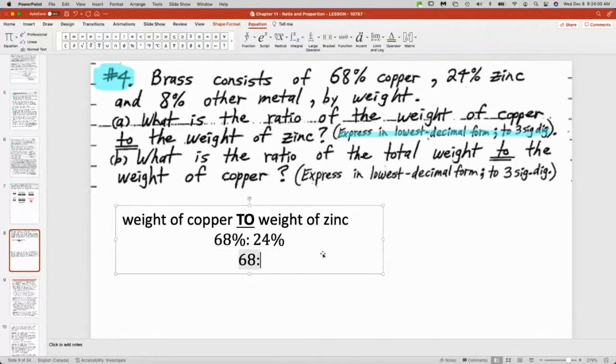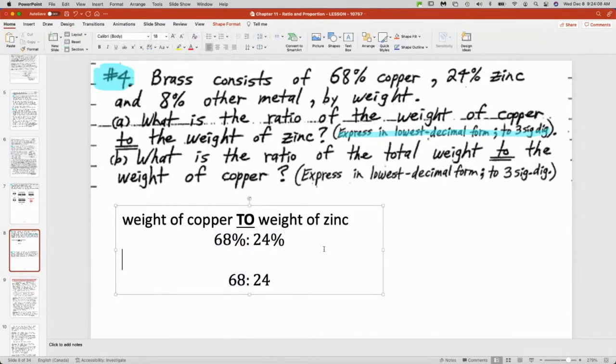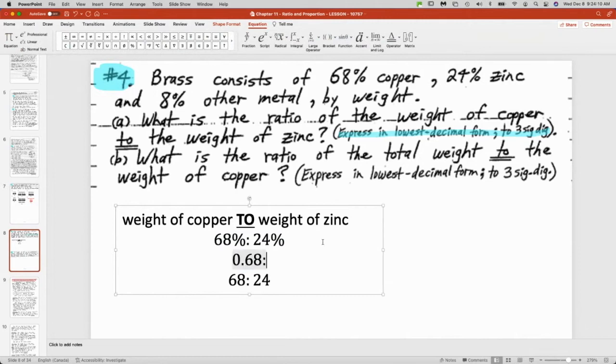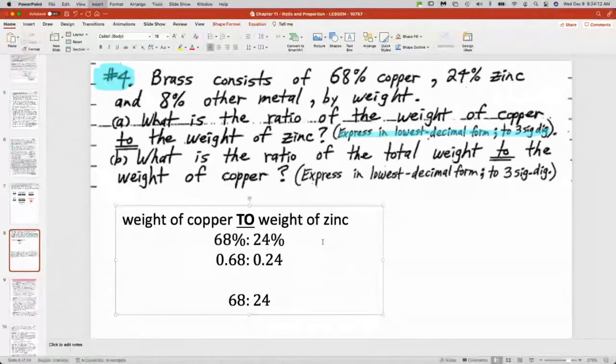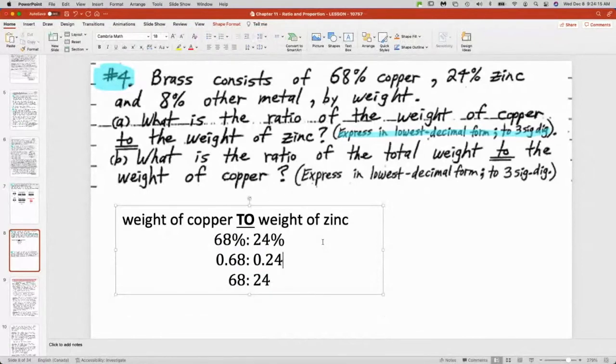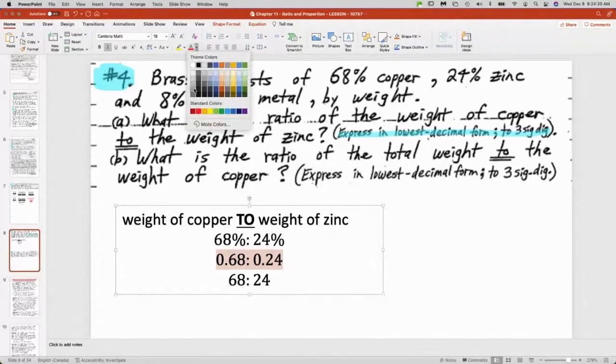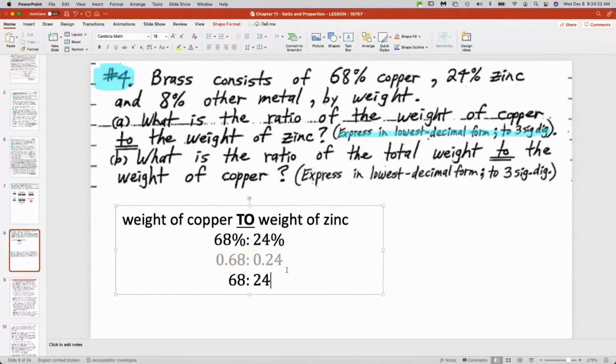Because the percentages, remember, percent just means divide by 100. In other words, you could make that 0.68 and 0.24 and then multiply by 100. I'm skipping this step because when you're dealing with percentages within ratios, you can just cross out the percent, because by crossing out the percent, you're essentially multiplying both sides by 100 anyway. So my final opinion is just cross out the percents.